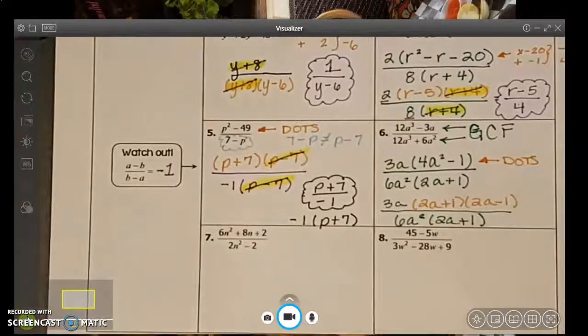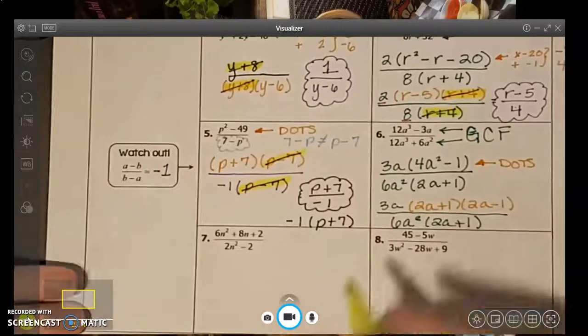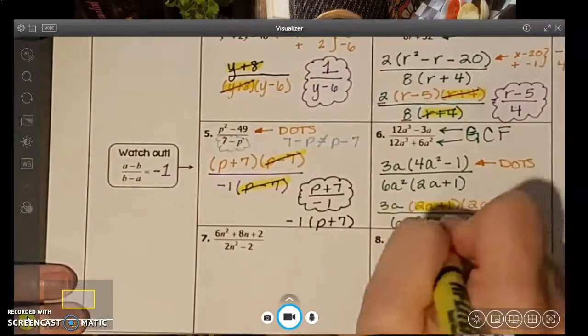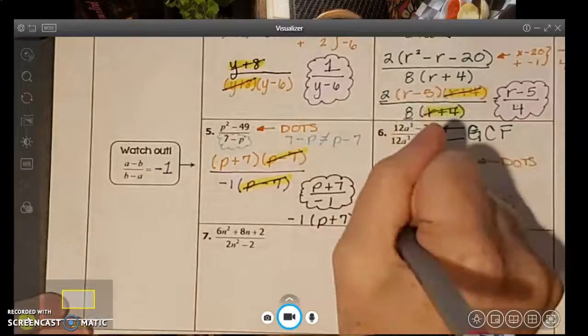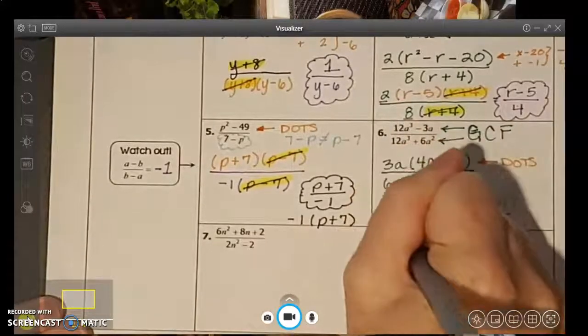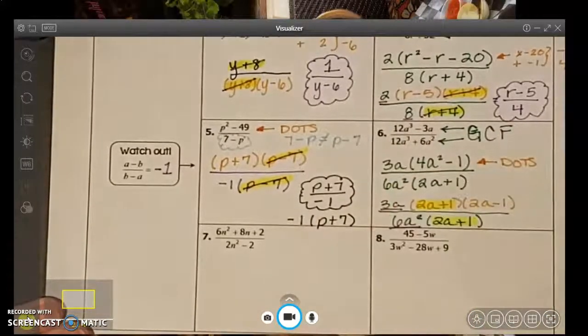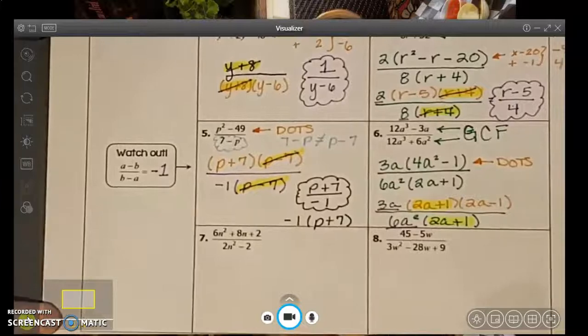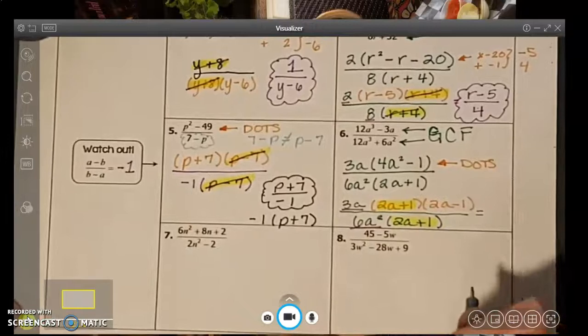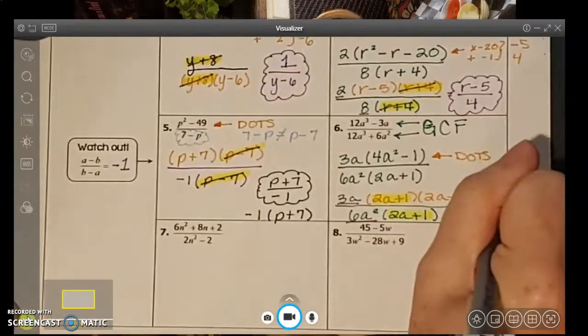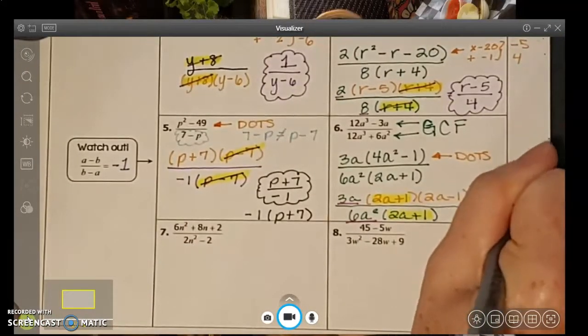We have 2a plus 1 and 2a plus 1. Those will cancel. And then I'm going to reduce 3a and 6a squared. The 3a will turn to 1, and the 6a squared will reduce to 2a. So my final answer will be 2a minus 1 all over 2a.